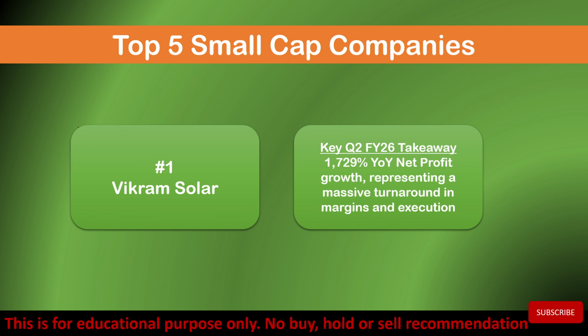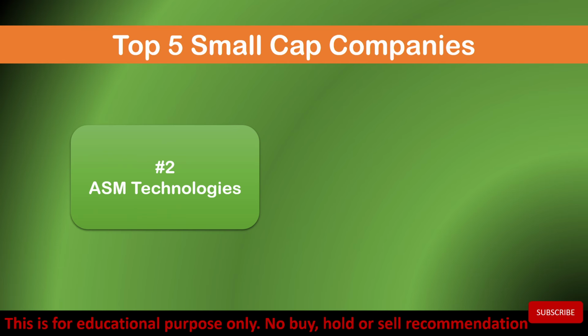So, 1729% year on year net profit growth, which represents a massive turnaround in margins and execution. Vikram Solar is dependent a lot for their revenue on US and other markets, and probably that is the reason why this company is not performing at the moment in the share market. But based on these results, I can confidently say that this is just a matter of time before the stock price changes direction in the Indian share market. So very good results. Next is ASM Technologies.